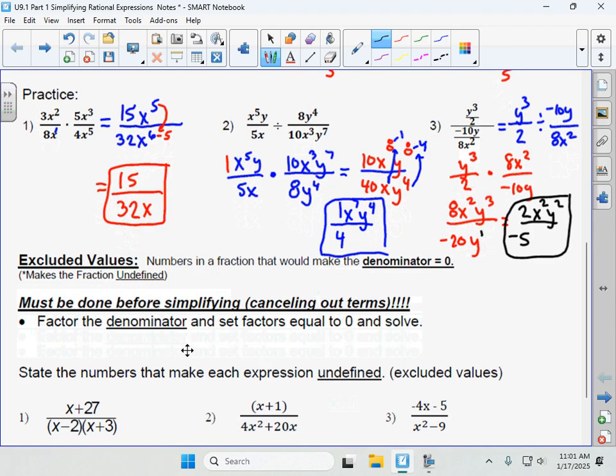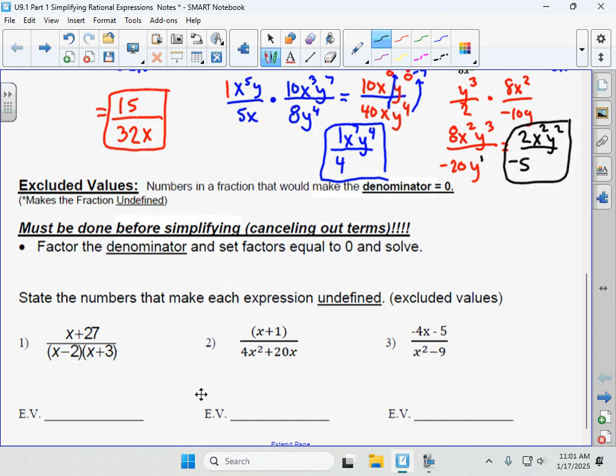All right. Excluded values. Excluded values are numbers in a fraction that would make the denominator 0. We can't ever divide by 0. If you tried to put 4 divided by 0 in the calculator, it comes out as an error. That just means it's undefined if we try to divide by 0. That's called an excluded value. Excluded values need to be found before we try to cancel terms, before we simplify.